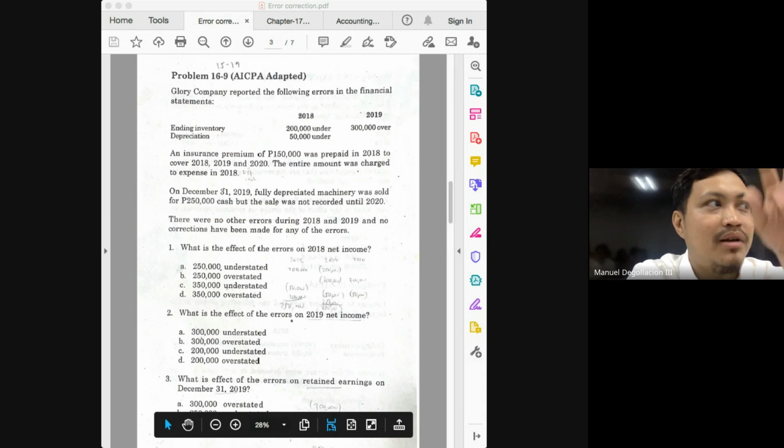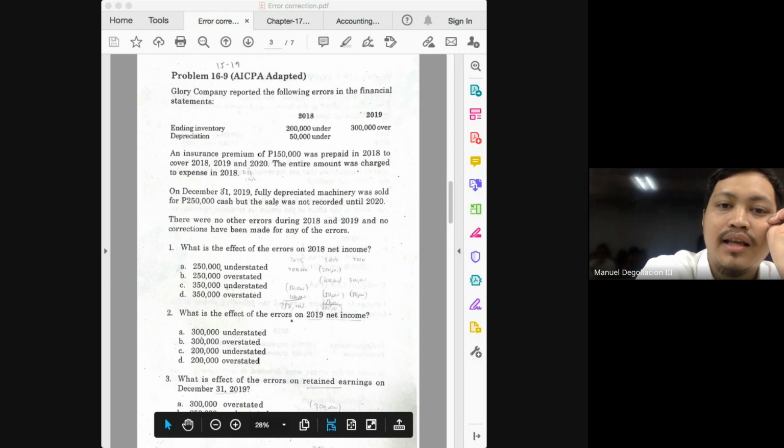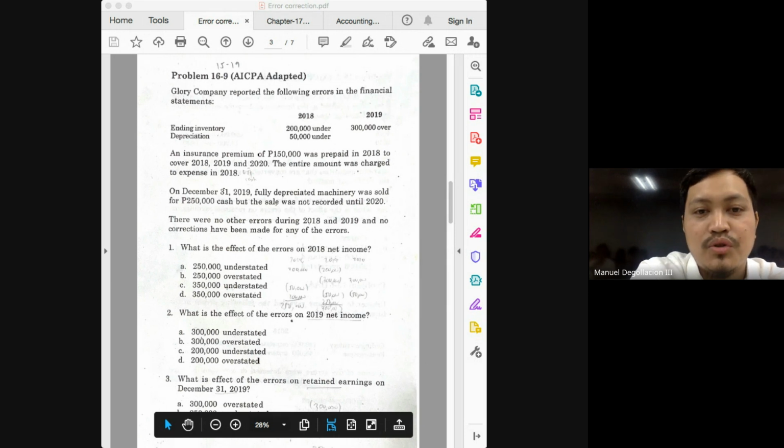So if we try to summarize these two things, what's the relationship between ending inventory and net income, class? Direct. If ending inventory is overstated, net income would also be overstated. For your beginning inventory, inverse. If beginning inventory is understated, then net income would be overstated. But class, as you try to answer more problems, do not use those memorized rules yet. Analyze them, class, please.